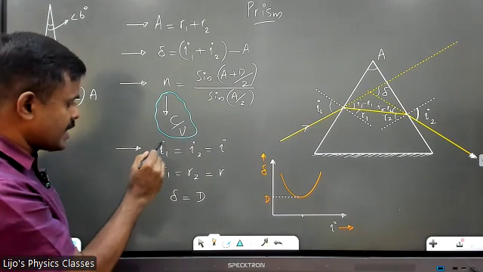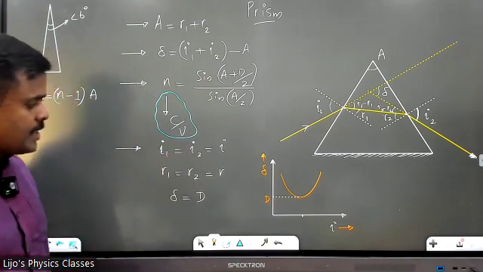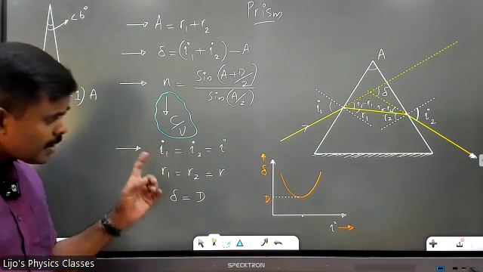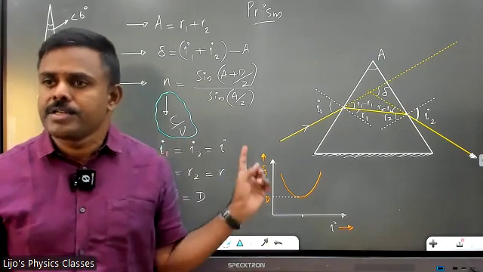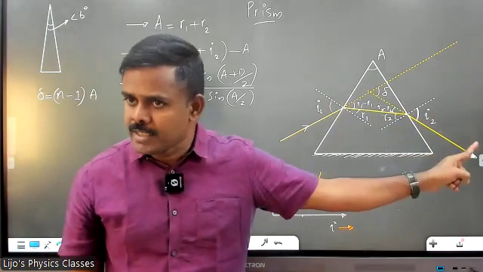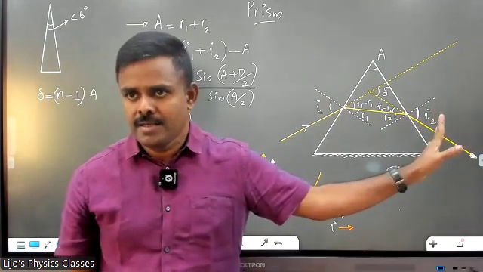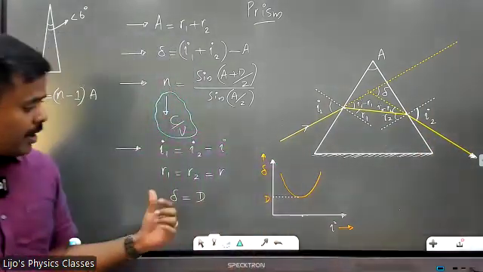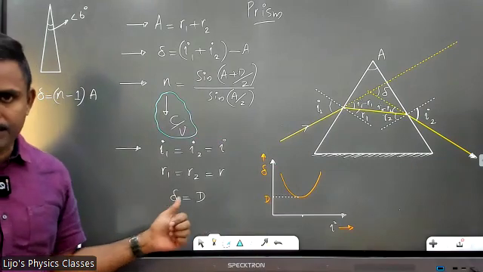Then I1, this is the condition for minimum deviation. What is the condition for minimum deviation? I1 is equal to I2 is equal to I. Angle of incidence is the same as angle of emergence, which is the same as I. Then delta will be called capital letter D. R1 is equal to R2 is equal to R.